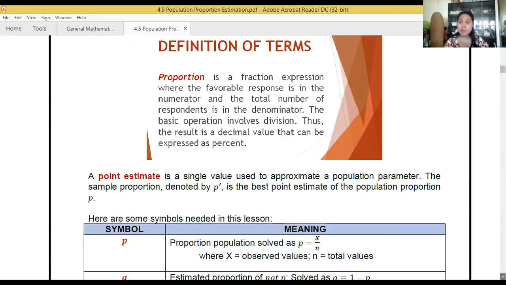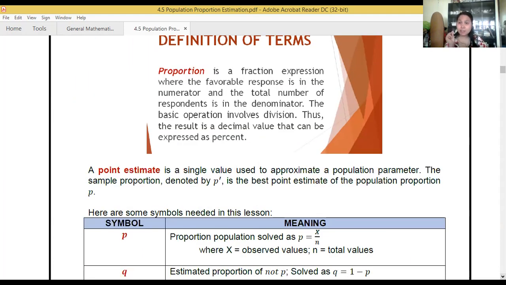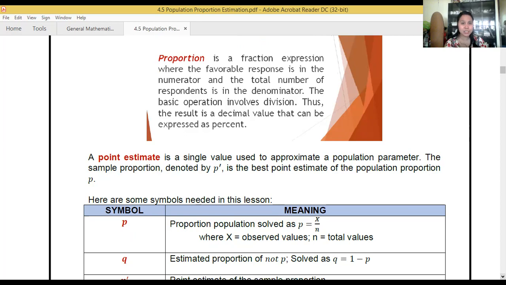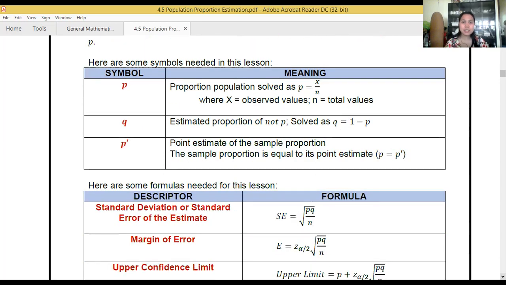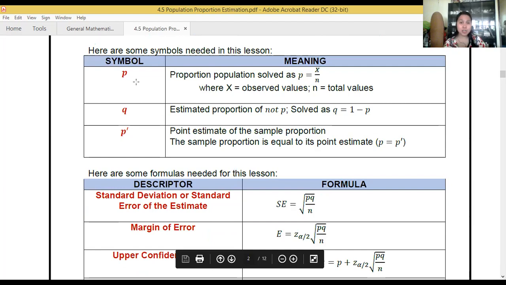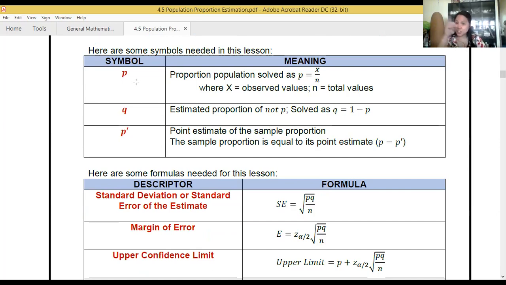In decimal, that is 0.4. A point estimate is a single value used to estimate or approximate a population parameter. An interval estimate is a range of values. Here are some symbols for this lesson. P refers to the proportion, solved as P equals X over N. Going back to the swimming problem, P is 4 over 10, or 0.4.